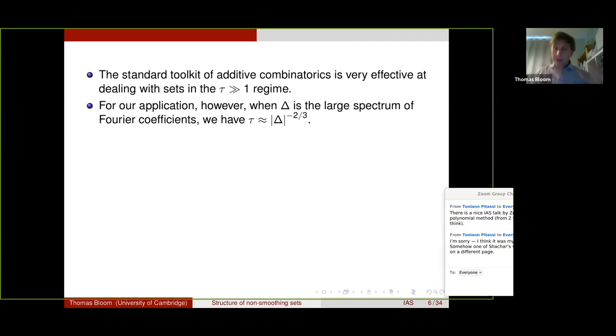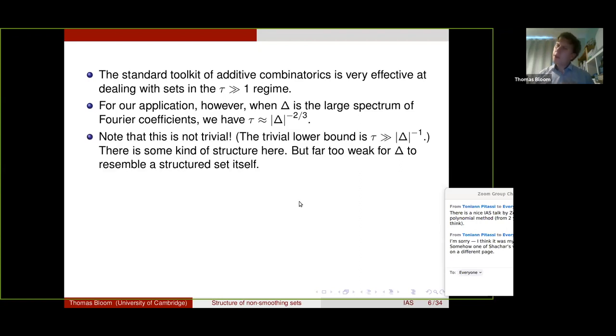So for this application, we're really concerned with sets where this tau, this energy parameter, is actually some polynomial in the size of delta. Okay, so much, much smaller in particular than even a power of log. So far too small for these classical tools of additive combinatorics to be of any use at all. Note that it's not trivial. I mean, the trivial lower bound for tau is delta to the minus one. So we do have some kind of additive structure here, but very, very weak additive structure that we're picking up on.